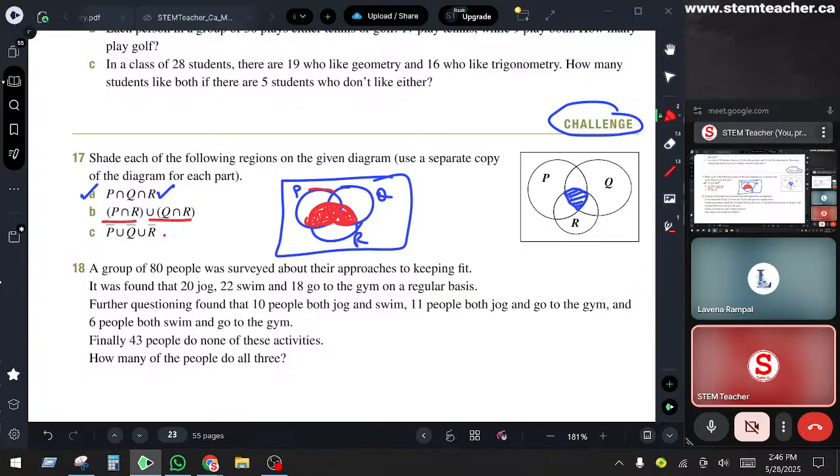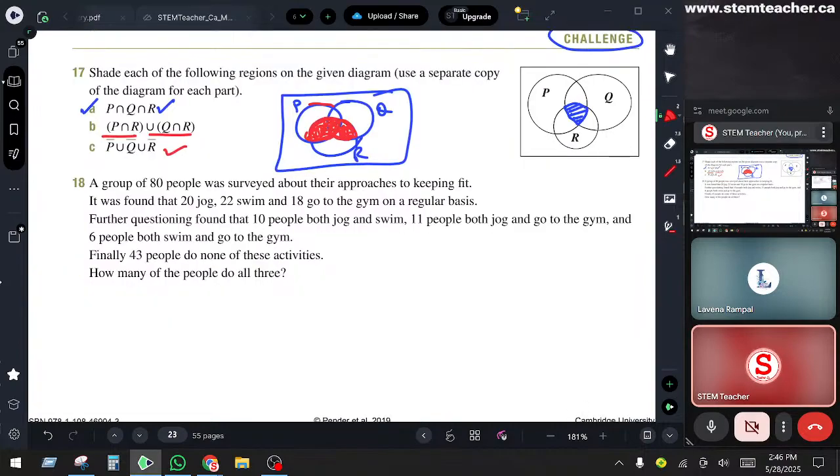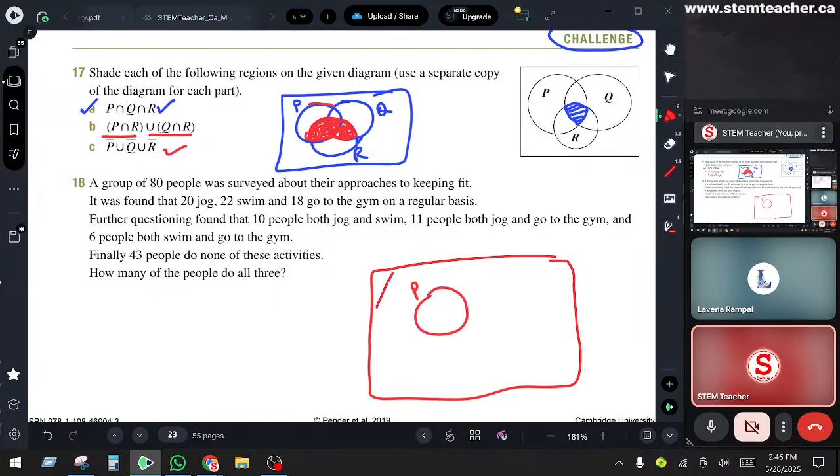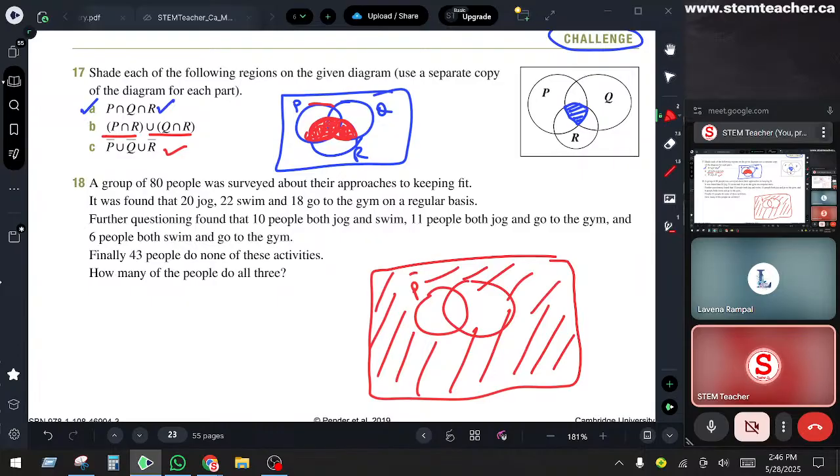Next, P bar union Q bar union R bar. It is the same, you have to think. This is P. What is P bar? The entire portion outside it. Q bar means this entire portion, and R bar again is the entire portion outside R.